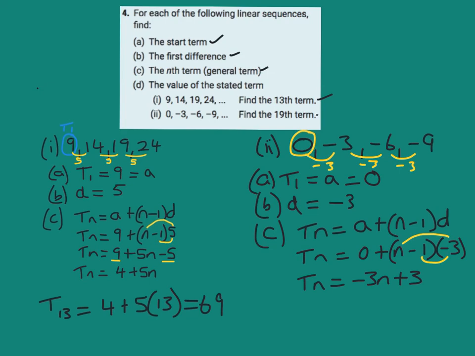And the last thing that they asked me to do here is find the 19th term. So T19 equals minus 3 by 19 plus 3, and I'm just going to pop that into my calculator. So I get minus 3 by 19 plus 3, and what I get is minus 54.